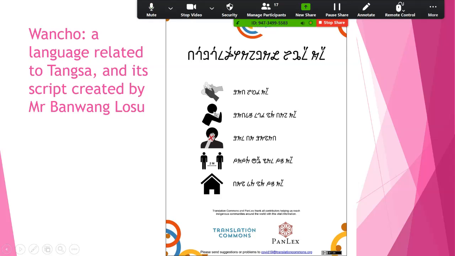And so this reads, and Banwang will correct me if I'm wrong, but this line here, wash your hands, reads something like tak nu an, and each one of those symbols is different. But again, this is a different script, and creators do things in different ways.